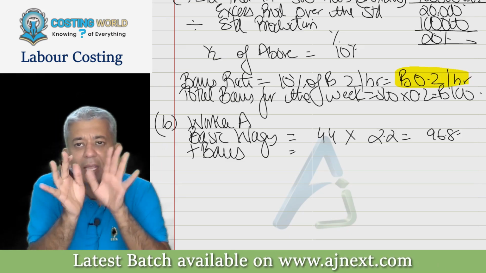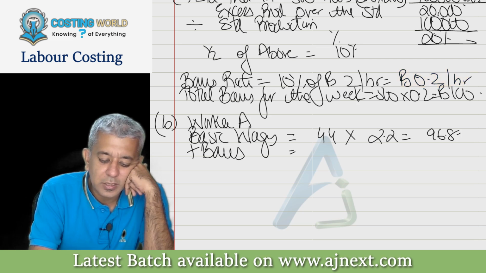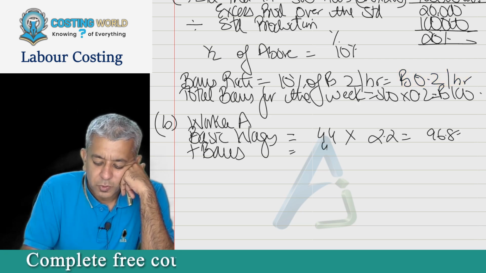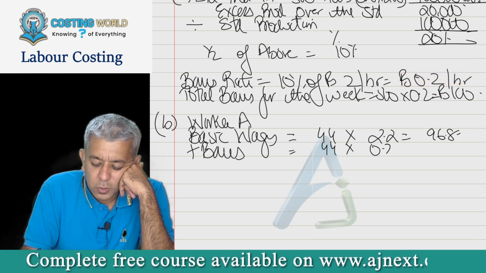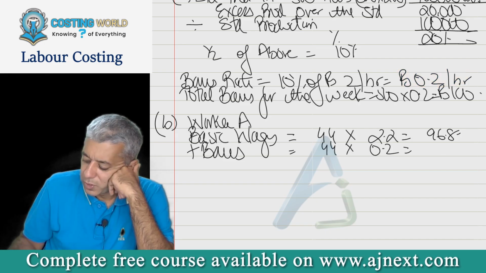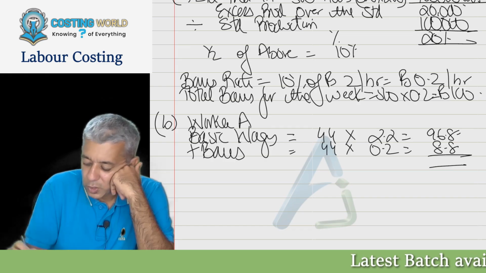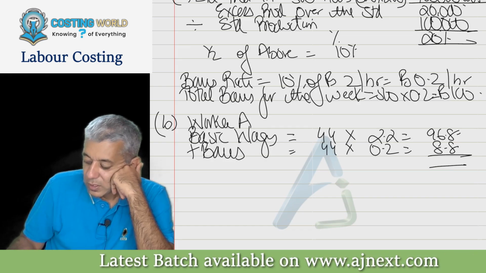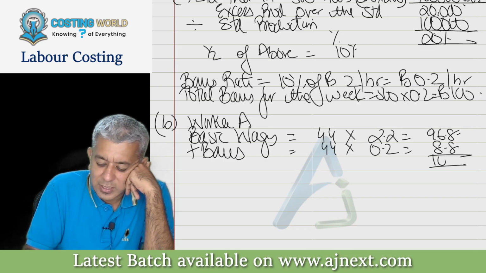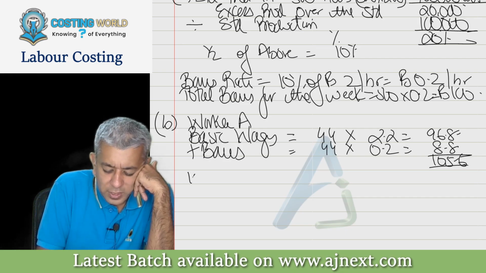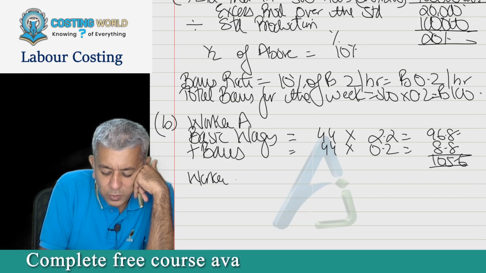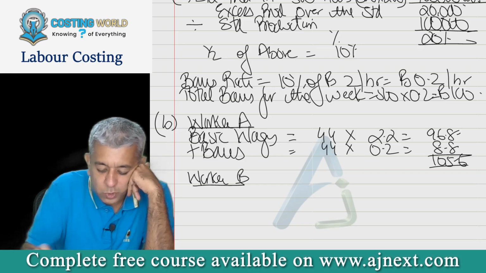You tell me, worker A has worked for how many hours? 44. 44 into 0.2 is equal to 8.8. Okay, now see, this will be 105.6, and in the same way you are going to do the others also, that is worker B. Okay, now let me tell you the other aspects, so that you understand this question 100% in the proper way.